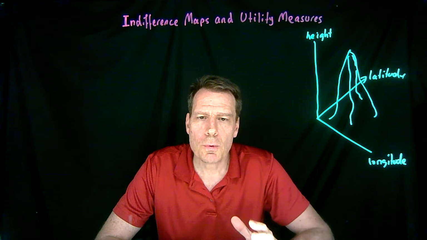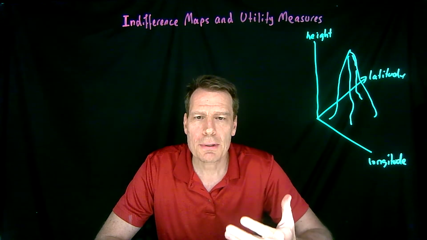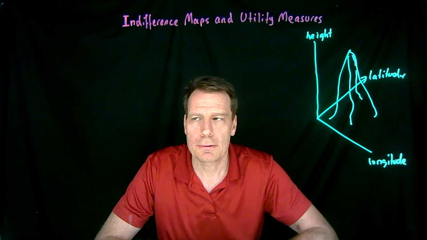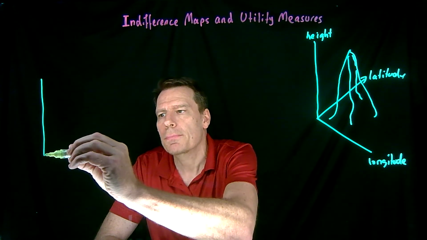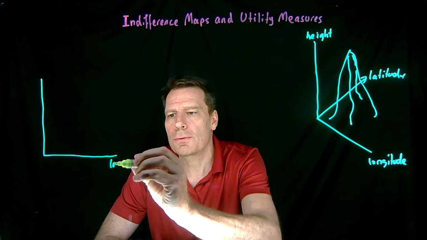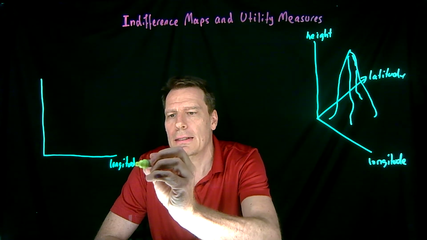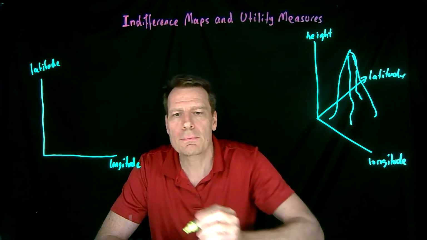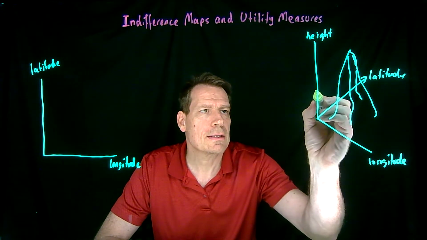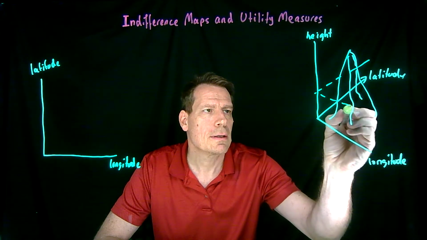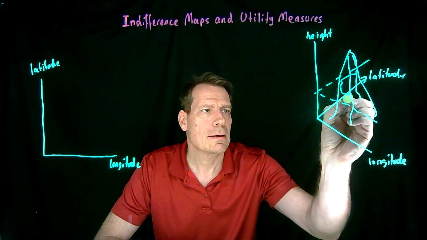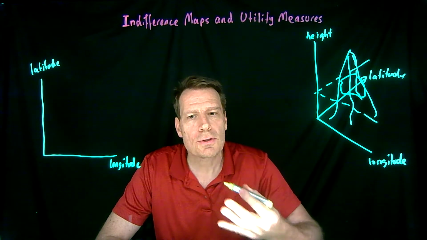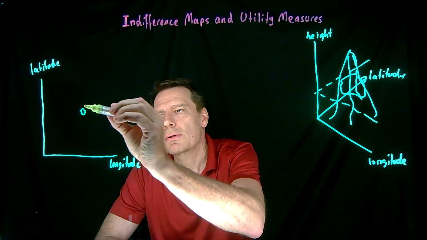Now, when we look at a real-world map, we don't look at a three-dimensional map, but we can still represent mountains in those two-dimensional maps. So in a two-dimensional map, we'll just have longitude and latitude, but the way that we can represent mountains is we can take different slices of that mountain at different heights and get a sense of what the shape is on those different slices. And it's those slices that we can graph in two dimensions.